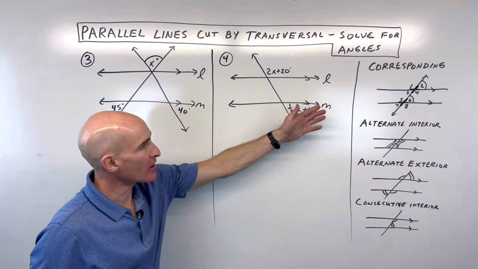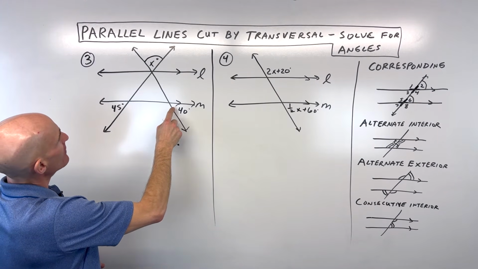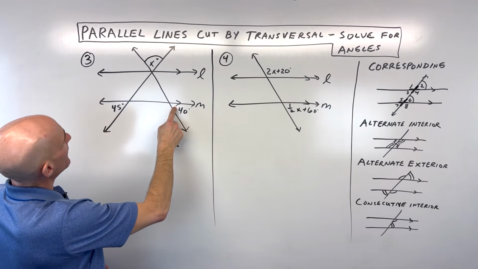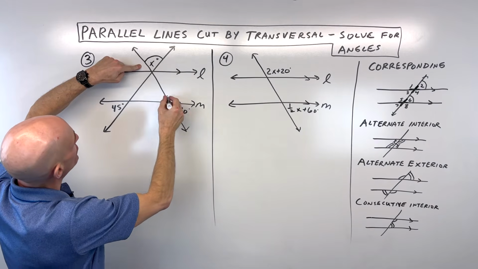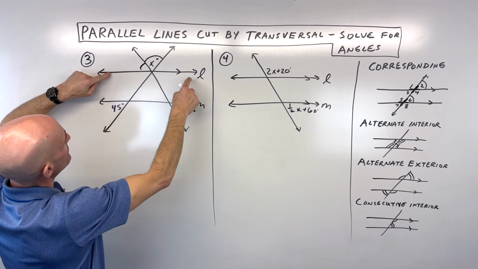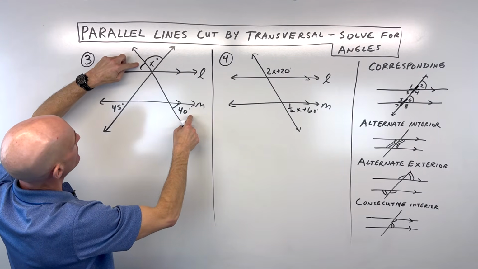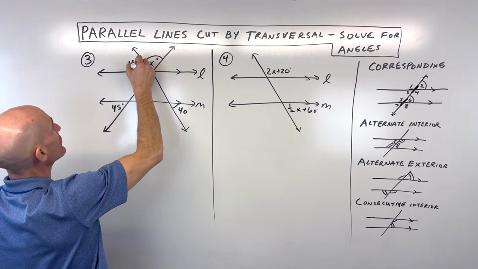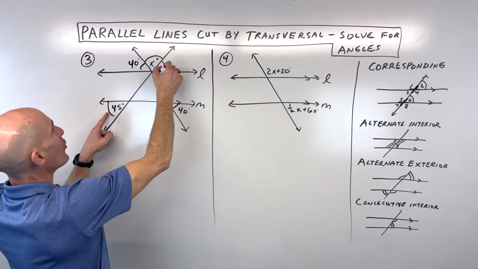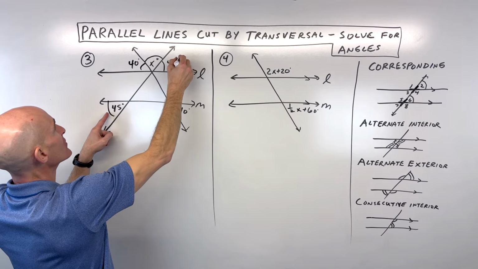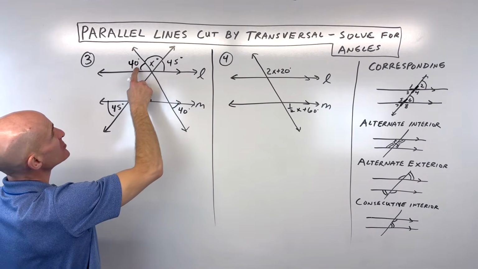Well, using our theorems that we talked about earlier, what do we know about this angle and this angle? Well, these are alternate exterior angles. So see the parallel lines, see the transversal, one's on the right, one's on the left. Those angles are going to be congruent to one another, so that's 40. We also know that if this is 45, using that alternate exterior angles theorem, this angle is going to be 45, okay?